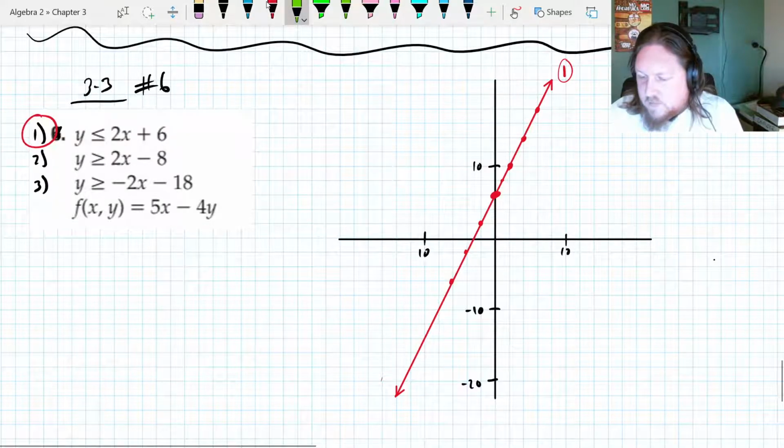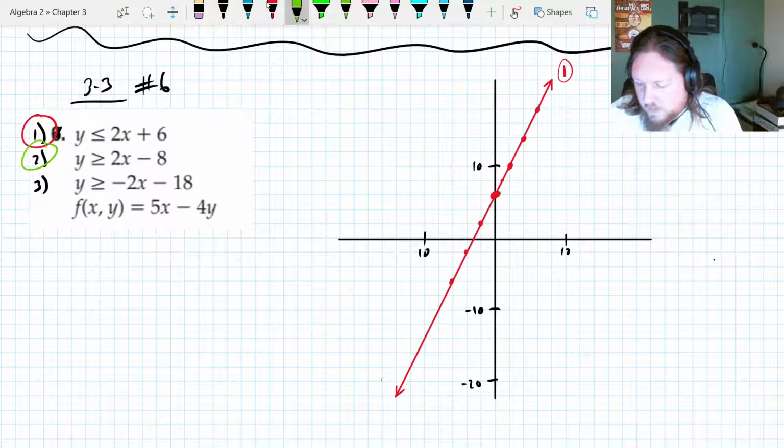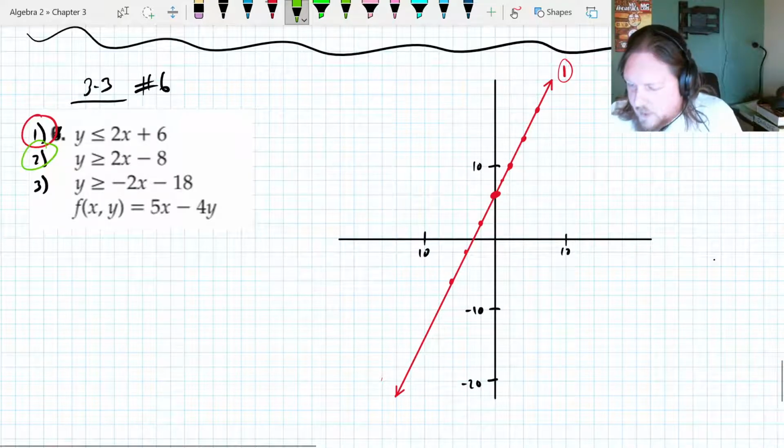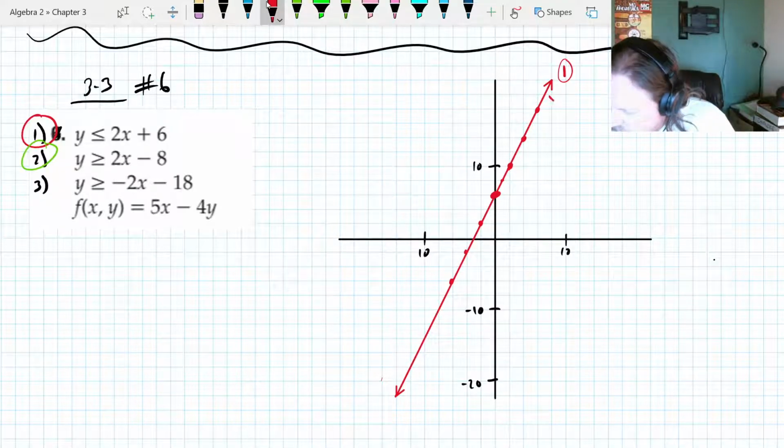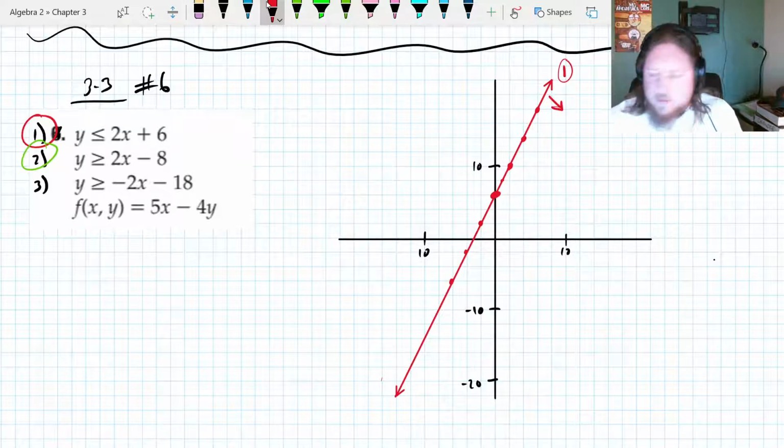I like to color code stuff. We'll do equation 2 in green. Oh wait, I forgot. This is a less than, so we want to shade everything below that line, and we'll get to shading that later.